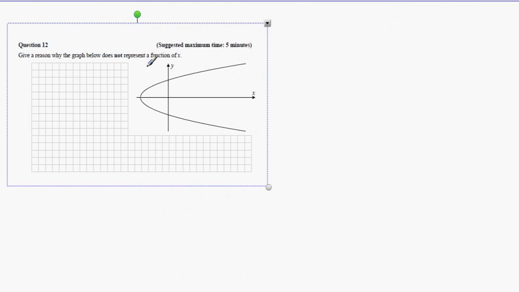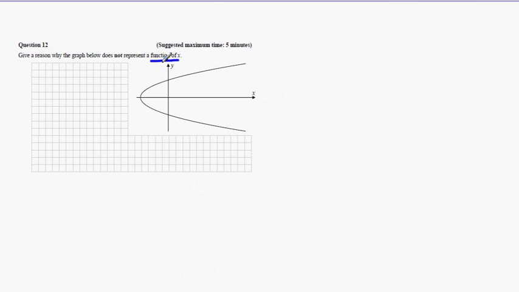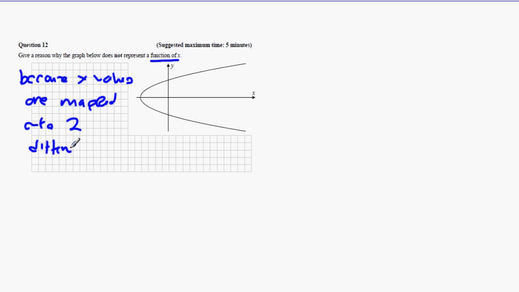Okay, explain why the graph below does not represent a function of x. Well, it doesn't represent a function of x because x values are mapped onto two different y values. And that's not allowed, because the x value of, let's say, 1 gives you this y value up here and this y value up here, and that never happens, okay?